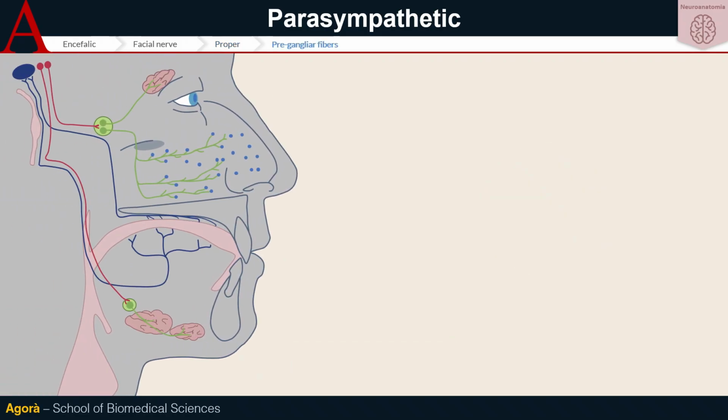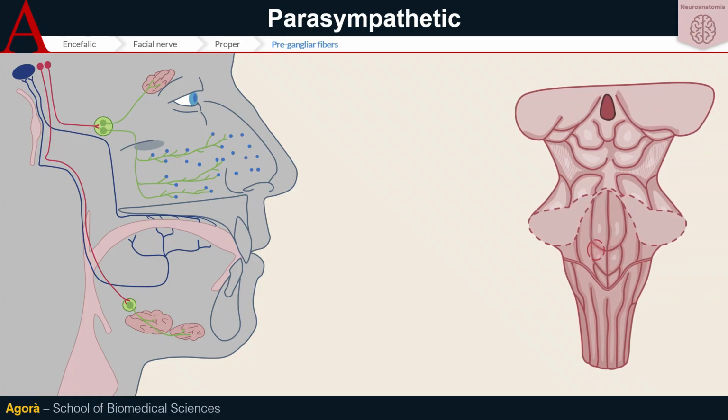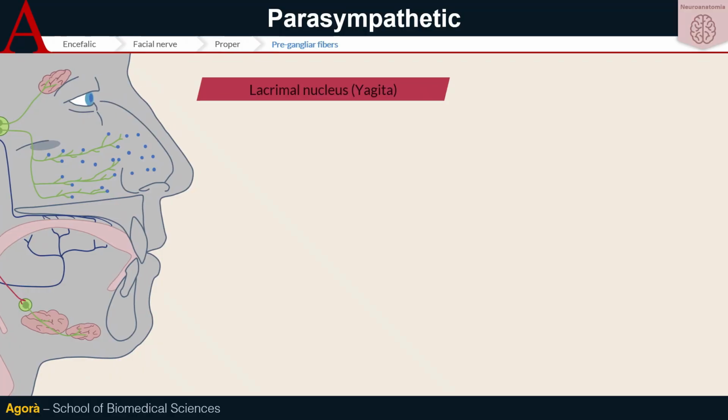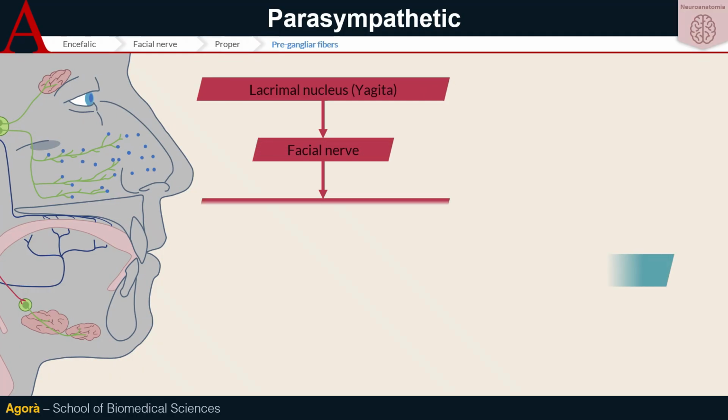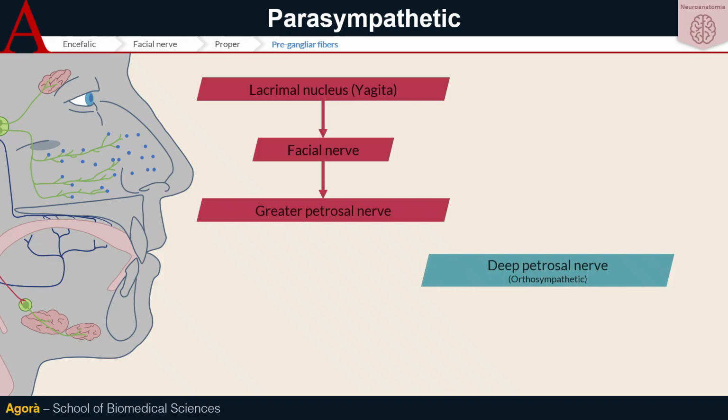The preganglionic fibers originate in the lacrimal nucleus located in the caudal pons. These fibers join the proper facial nerve and then the greater petrosal nerve. Then they merge with the fibers stemming from the deep petrosal nerve, which belongs to the orthosympathetic system. The union of the parasympathetic and orthosympathetic fibers results in the pterygoid canal nerve, or Vidian nerve, which reaches the pterygopalatine ganglion.